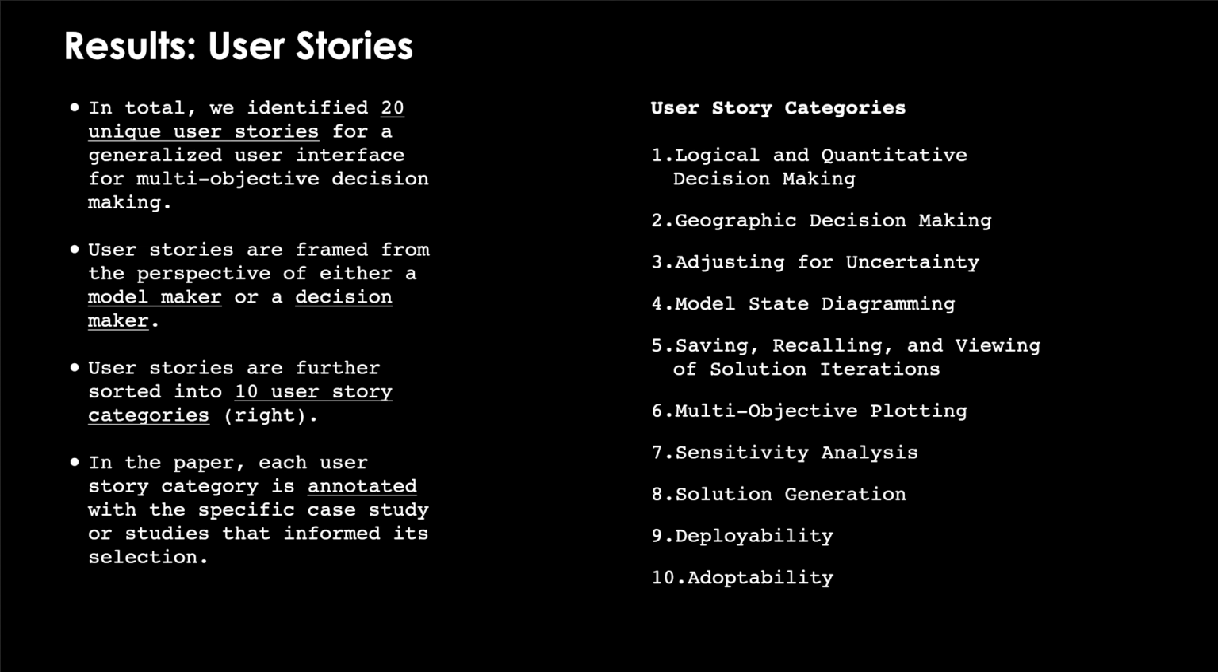The user stories are further sorted into 10 categories. We think these 10 categories are going to be useful for prioritizing work and development, and also just understanding the overall goals of what we think a piece of generic interface software should accomplish in the context of multi-objective decision making. Finally, in our paper, you'll note that each category is annotated with the specific case studies that informed its selection. So we hope that'll be helpful to understand why and how we chose those examples and those features.